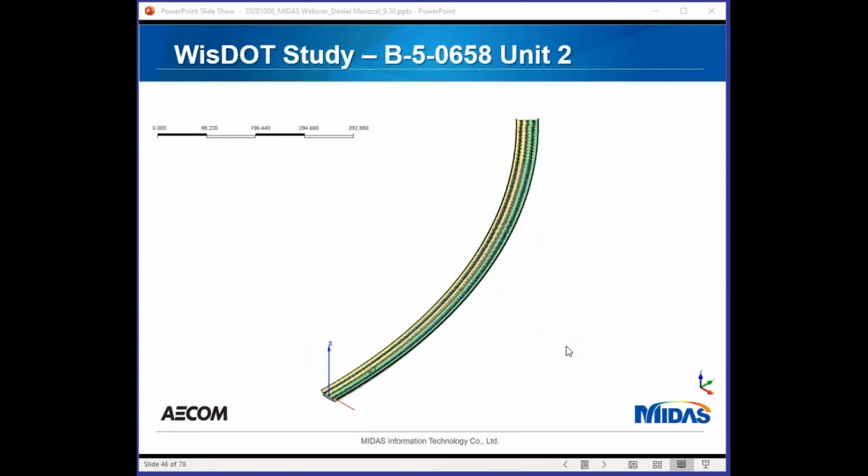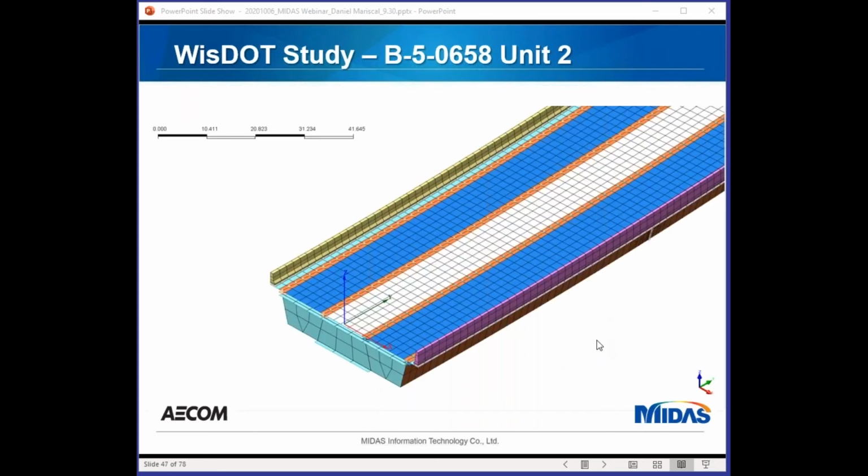This is a view from afar of the bridge. You can see the curvature of the bridge. I'm going to zoom in a little bit. You can see the parapets are solid elements. The deck is shell elements. You can see the end diaphragms, they're shell elements. And you can see the shear studs, they're like little white stars on top of the webs. The webs are the brick colored plates.